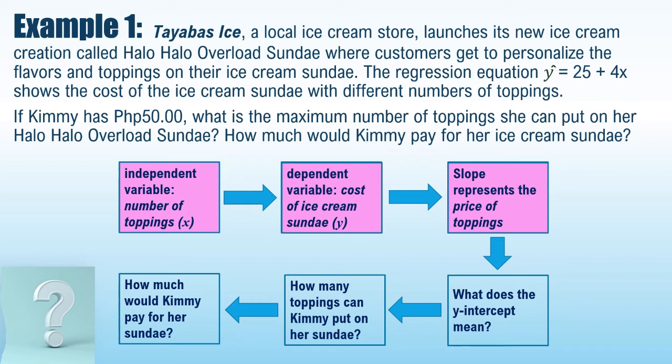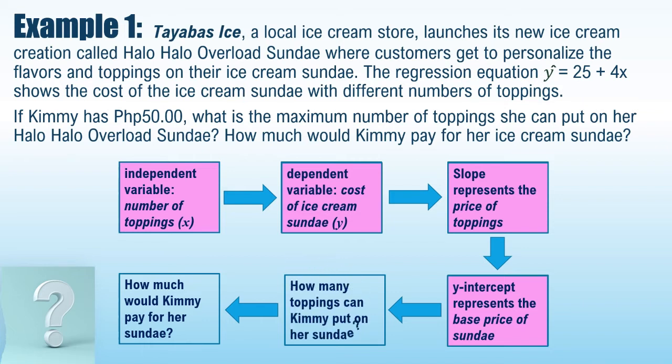Okay, let's go to the next question. What does the y-intercept mean? We recall that the y-intercept is the constant in this regression equation. We have here 25. This is your y-intercept. And we recall that y-intercept is the value of y when x is equal to 0. In this case, when there are no toppings, the y-intercept is the cost of your ice cream sundae. Therefore, the y-intercept 25 represents the base price of sundae. I hope that's clear. And now let us proceed to the next question.